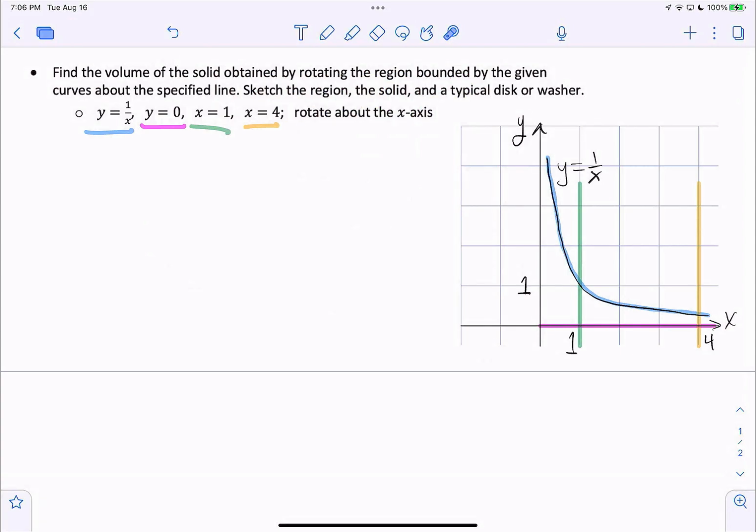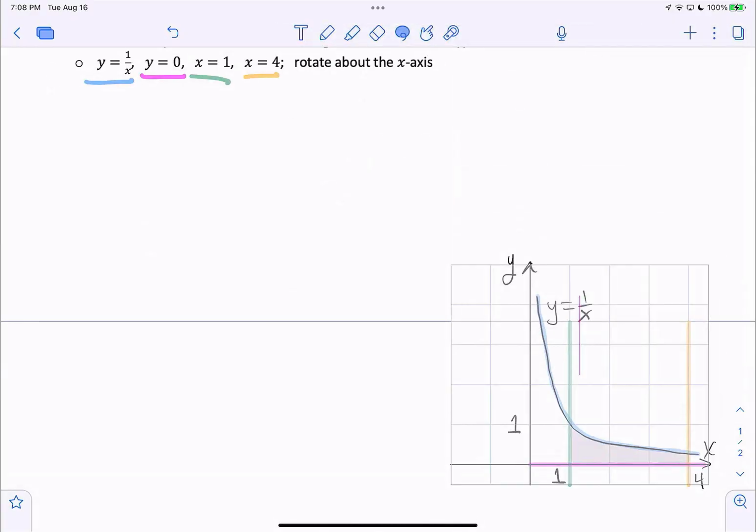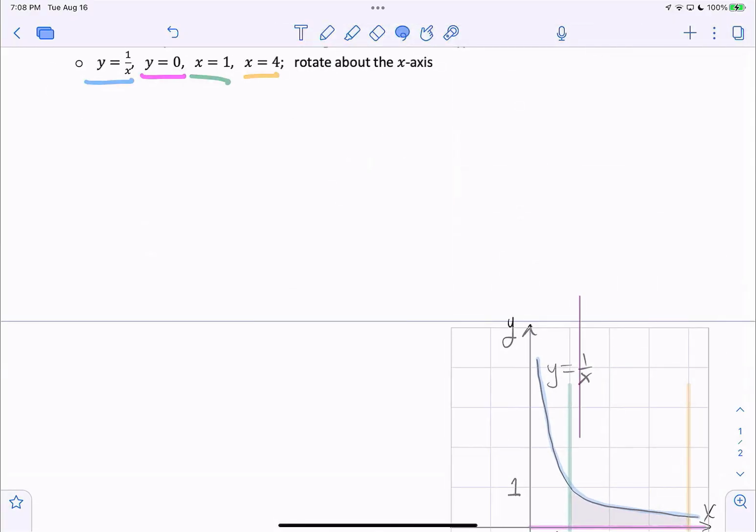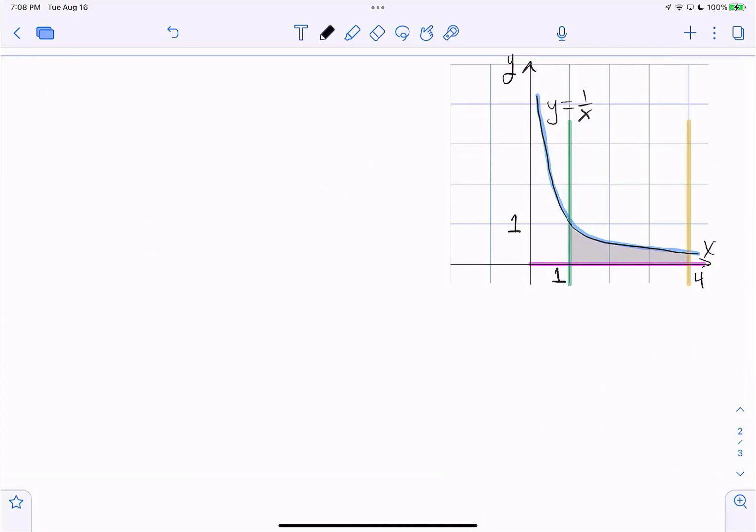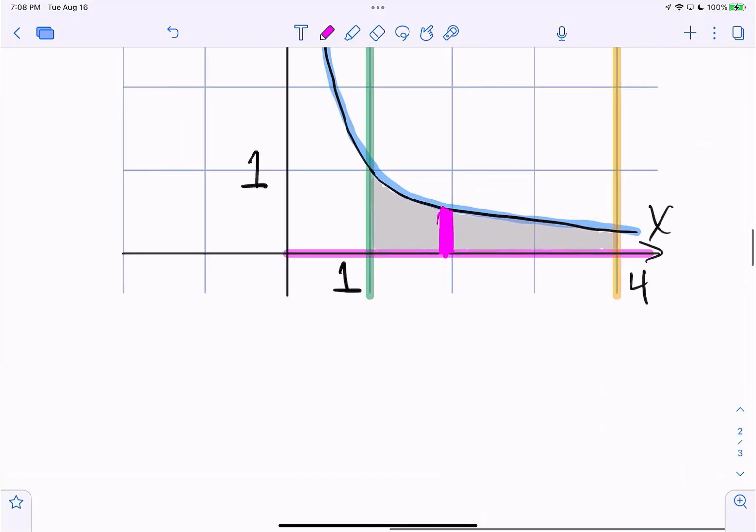I should give some indication of scale on the x and y axes. So the region that we're talking about is the one that's bounded by all 4 of these curves. I've just realized that to sketch the solid and a typical disk or washer, I've placed this poorly, so I'm going to bring this down here. The typical disk or washer is based on a vertically oriented rectangle. The typical disk would look kind of like that.